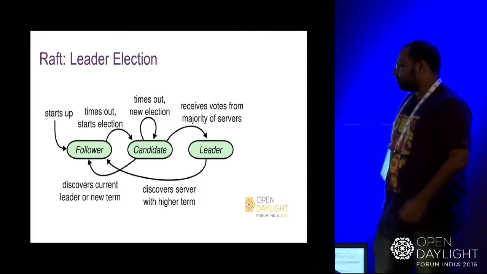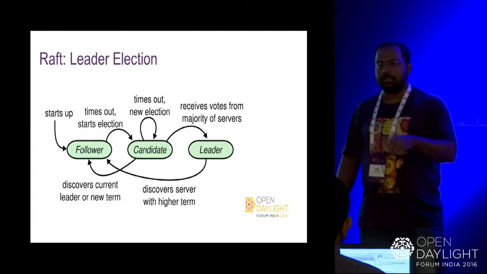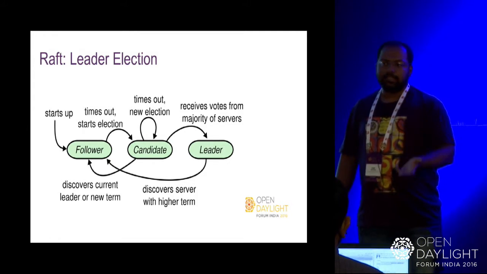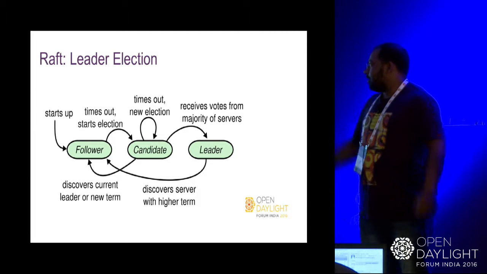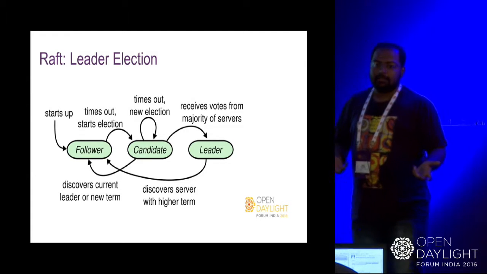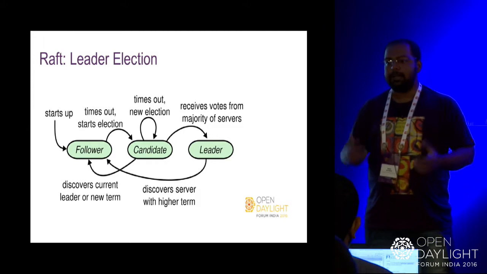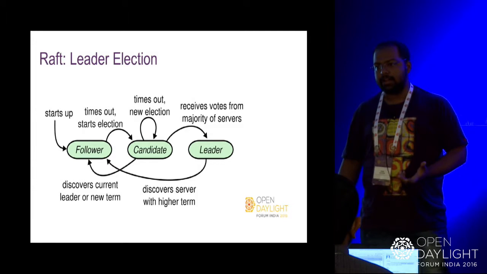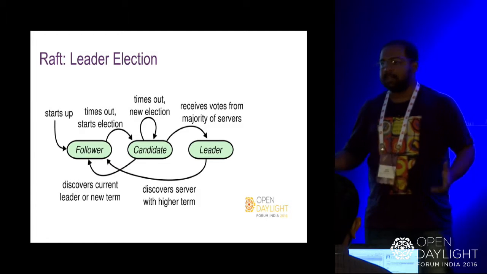Okay, once the candidate gets enough votes, the majority of votes, it becomes the leader. It receives votes from the majority of the servers and becomes the leader. Now it can happen that multiple followers can become candidates, right? So to prevent that situation, Raft uses randomized timeouts.